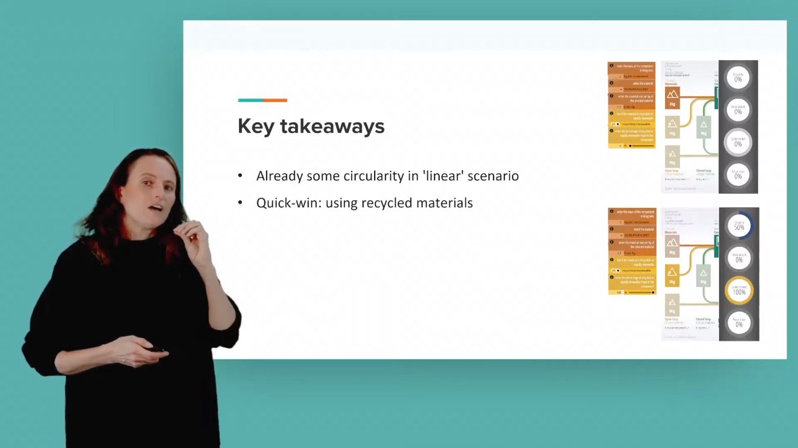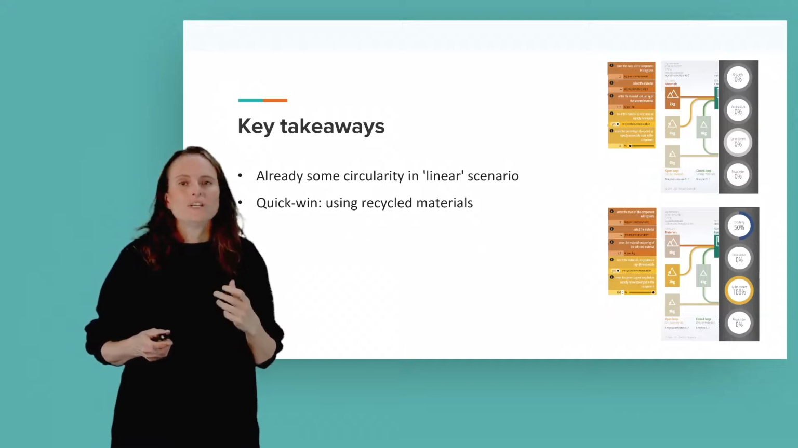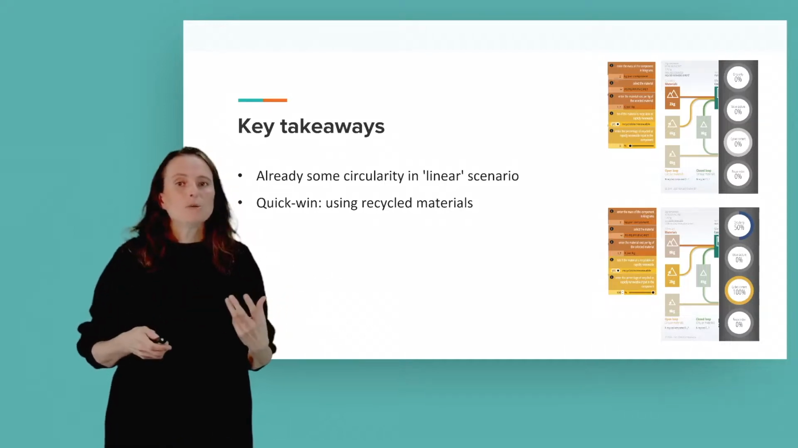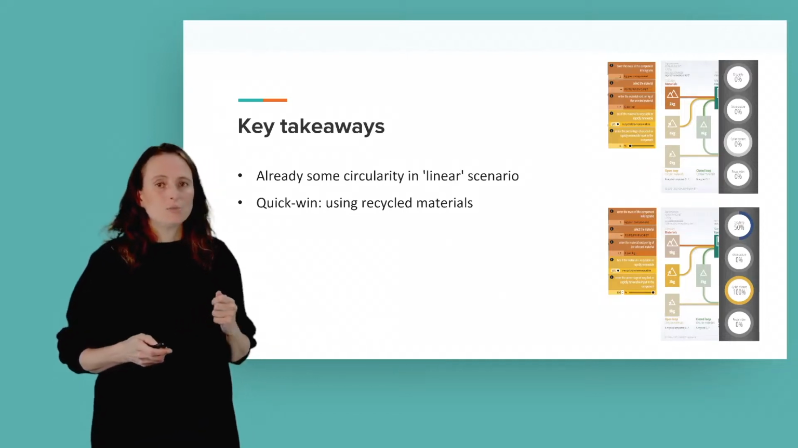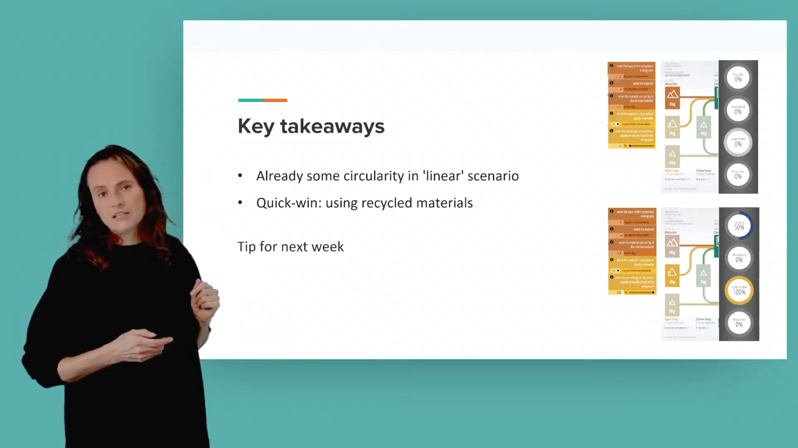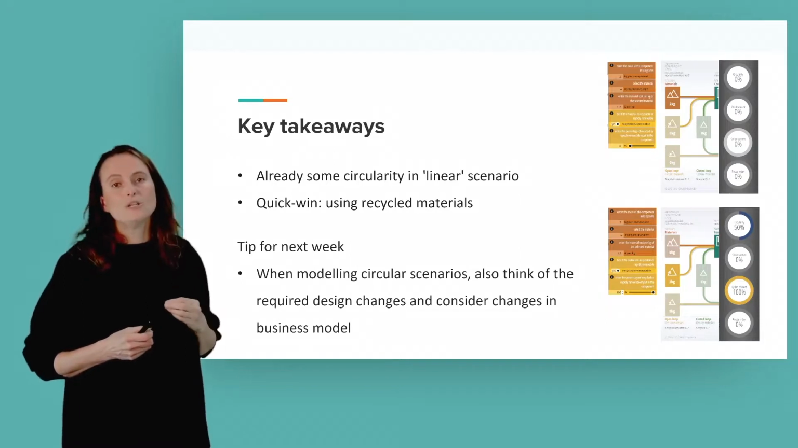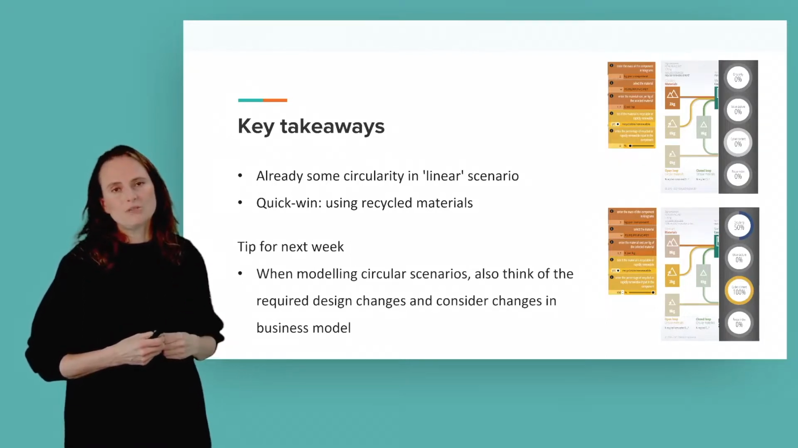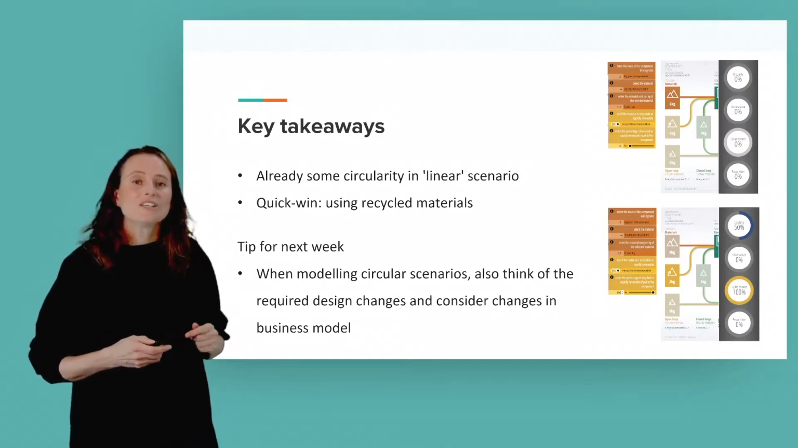And for the remainder of the scenarios, what we advise you to do is think back also of the disassembly process. What design changes would be needed in your product to make the circular scenario work? So refurbishment, remanufacturing, or closed loop recycling. So really think of the changes and also the changes in business model that would be needed to capture that value. Yeah, so these are the key takeaways.